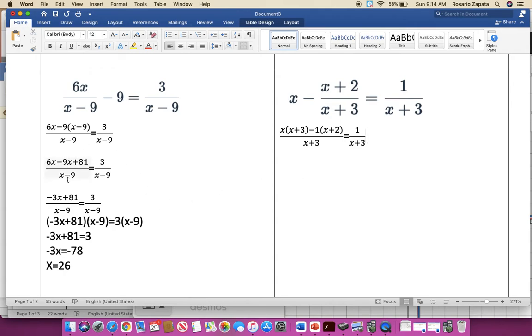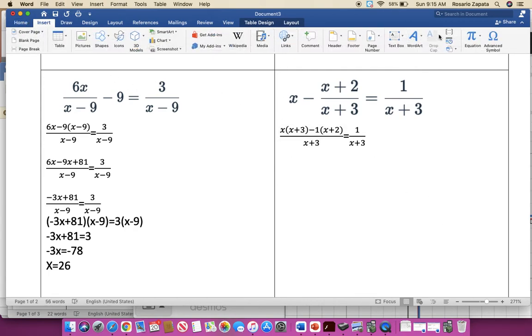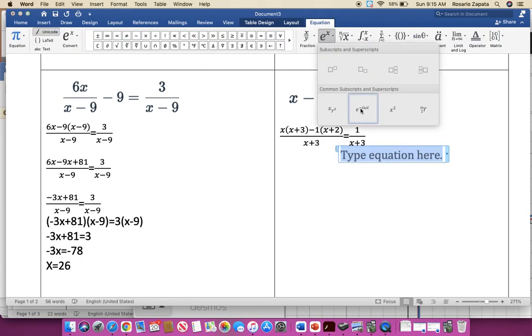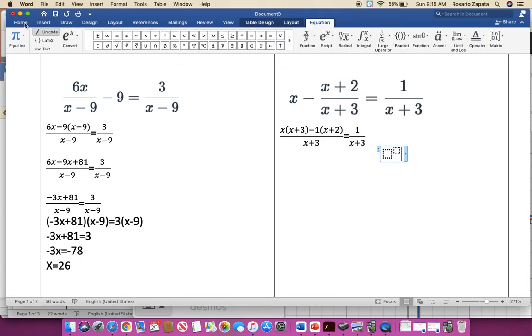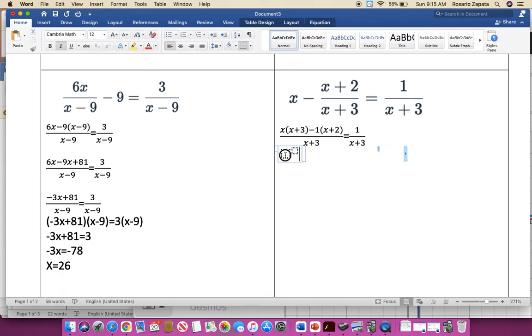Okay, so we have proven already that if you have the same denominators on each side of the equation, we can just cancel the denominator. So that would leave us to, I'll distribute already, x times x is x squared, plus 3x. Now distribute negative 1, so that's negative x, minus 2 is equal to 1, which leaves us to a quadratic equation.